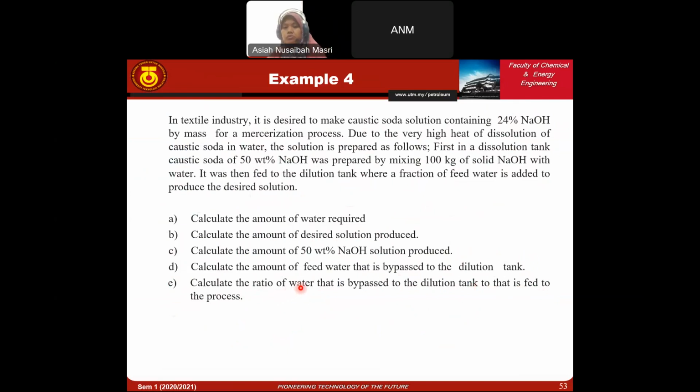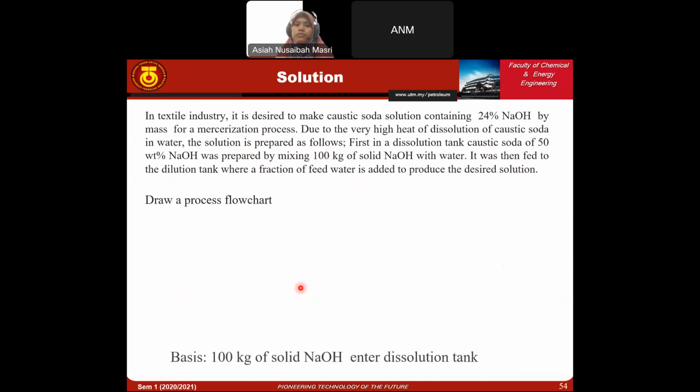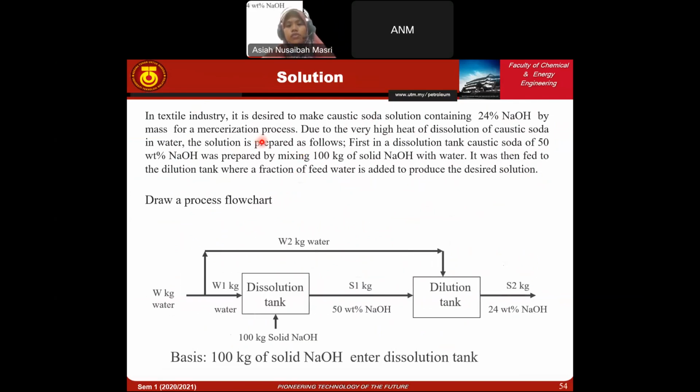Okay, take a step back. Take 1 minute or more to draw based on the question. If you are ready, then you can continue the video. Now we have to draw a process flowchart based on the question. Let's see our process flowchart.